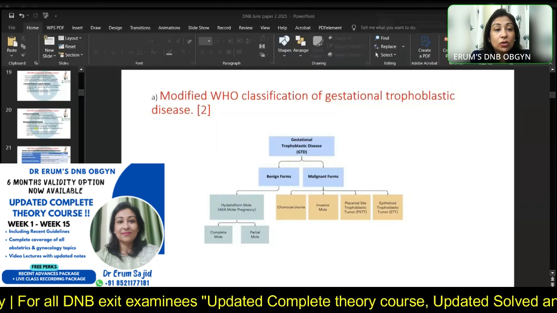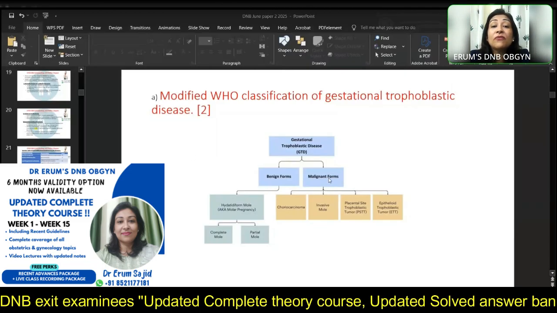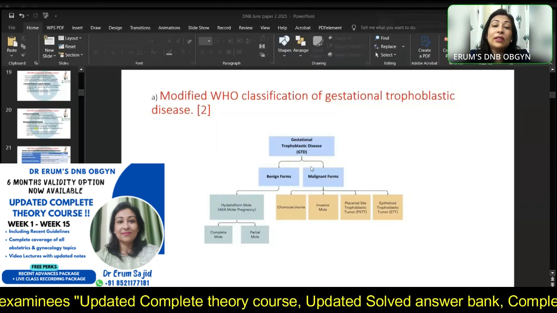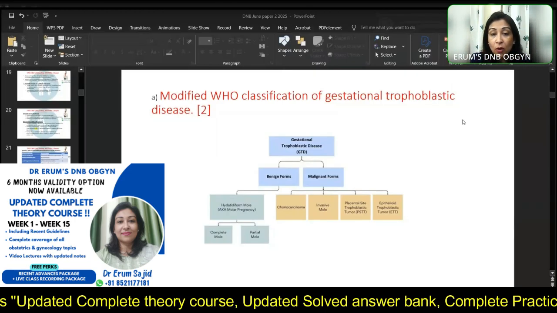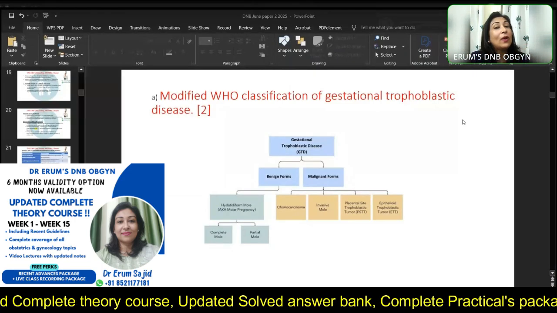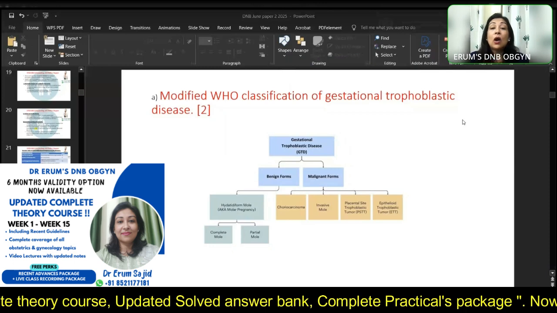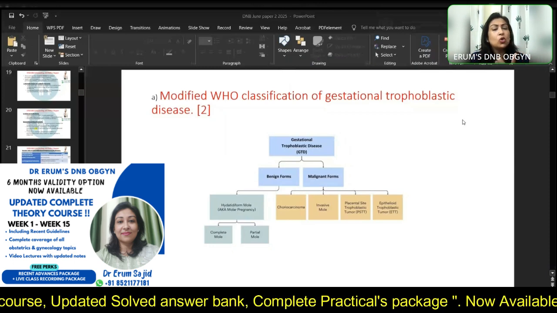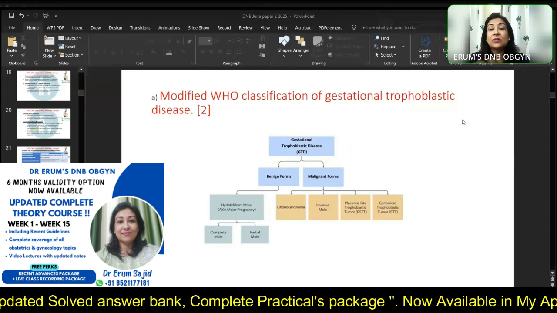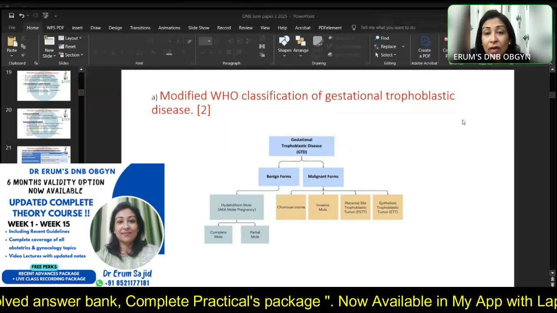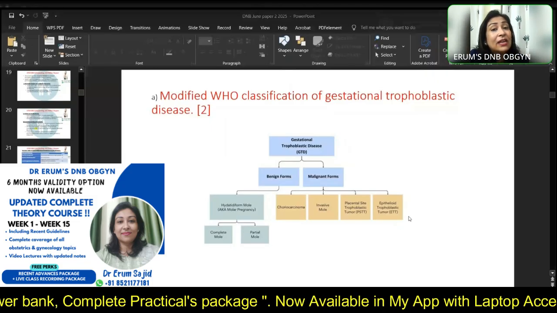Great. Good. WHO modified classification for gestational trophoblastic disease. Well, this is it. There are certain benign forms and malignant forms. Benign, where you have only partial and complete mole. All other malignant forms include choriocarcinoma, invasive mole, PSTT, as well as epithelioid trophoblastic tumor. This you should remember. This has been asked many times and will be asked.